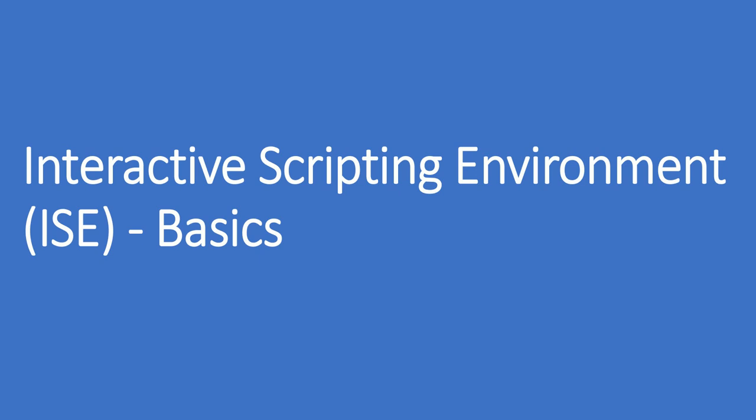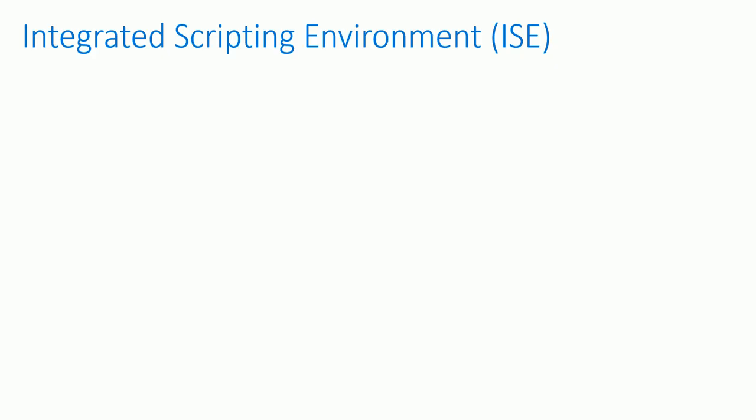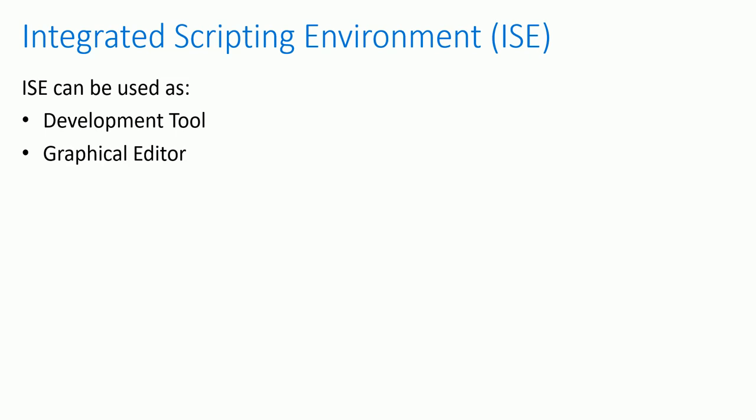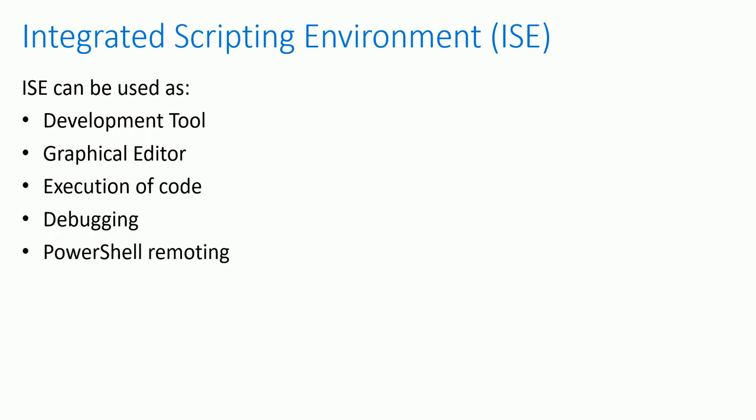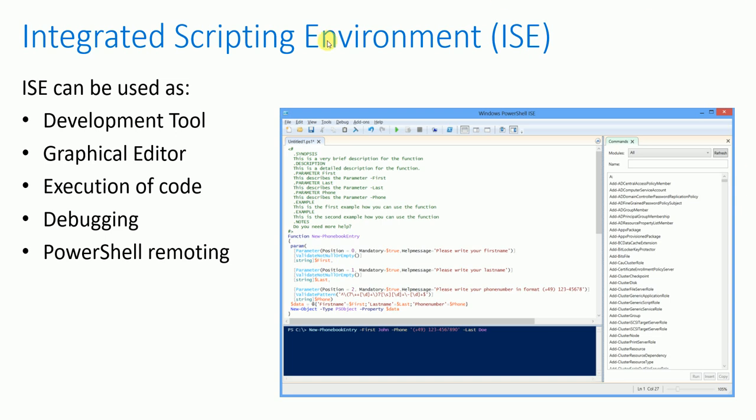Now, the Interactive Scripting Environment, that is ISE mode. What I showed you last time, that is ISE mode, Interactive Scripting Environment. So what is the ISE? ISE can be used as a development tool if you are developing a script or developing a software GUI as well. Graphical editor, you can do it. And the execution of the code, you can do it. Debugging, you can do it. PowerShell remoting, you can do it. And that's how the ISE looks like. So you can write the code here and then you can execute it.